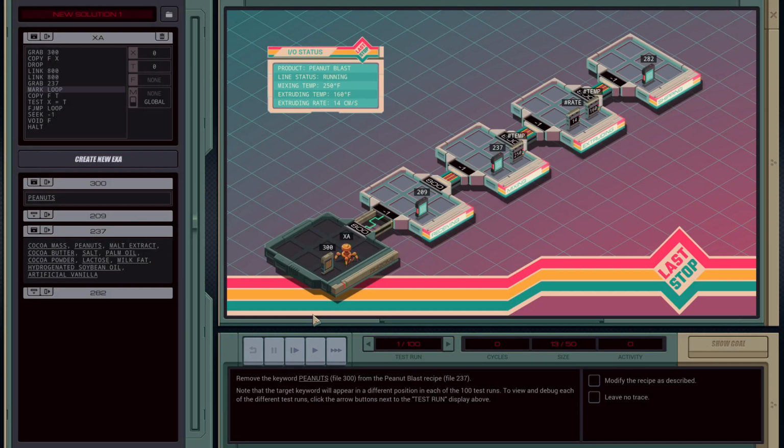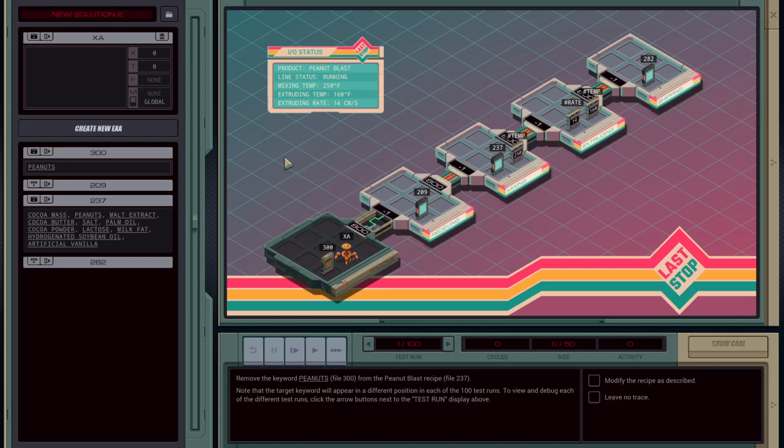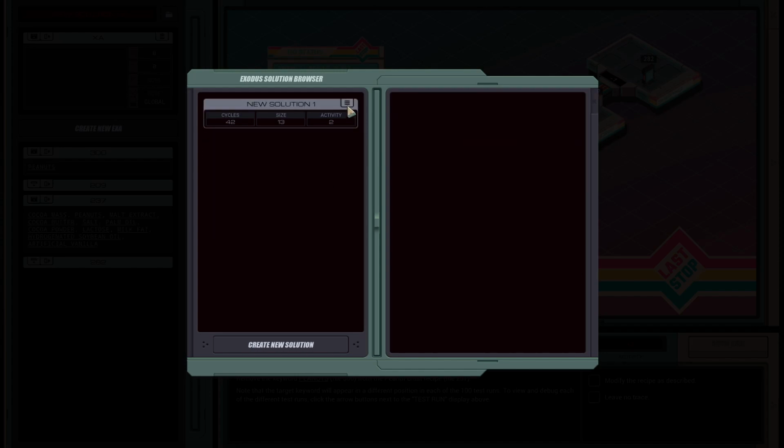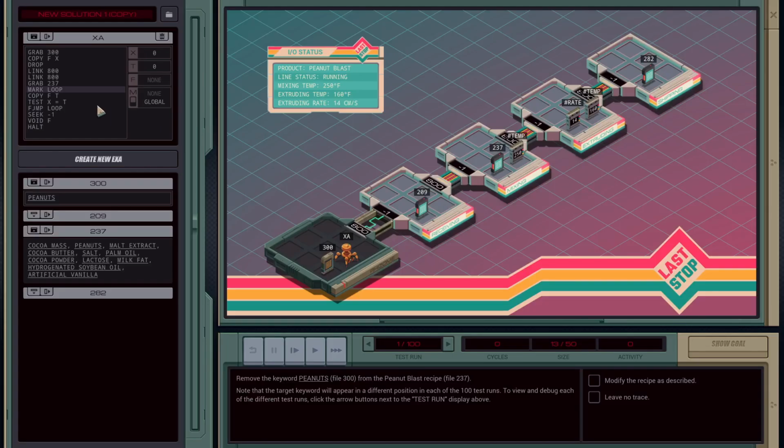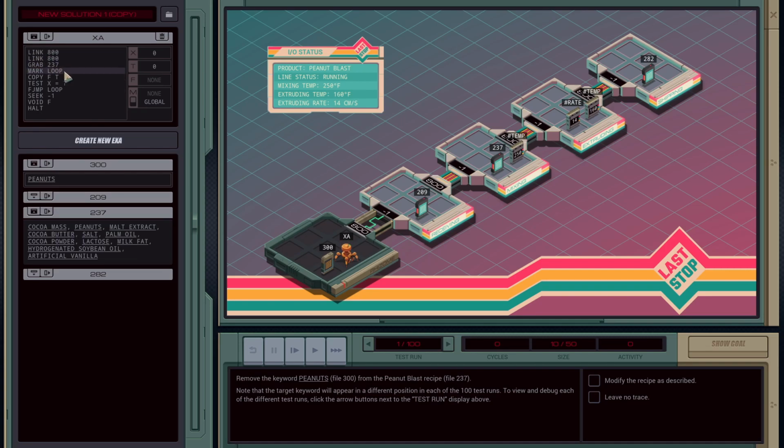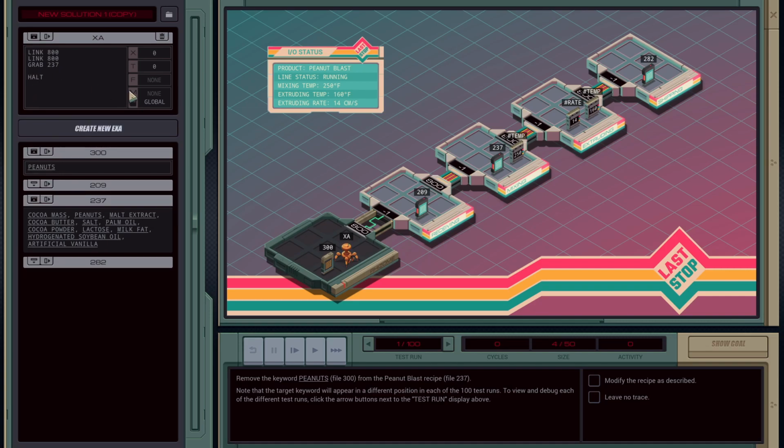What would it be? Okay, you know, I'm just going to try something. Because it just says remove the word peanuts. Oh wait, I wanted to copy. Could I just run over here, grab that, and then just wipe? And then halt?